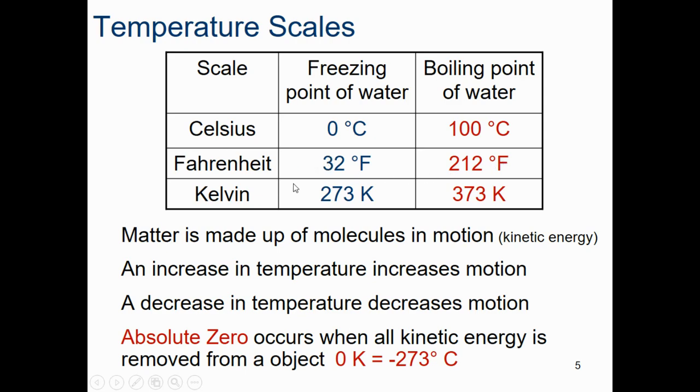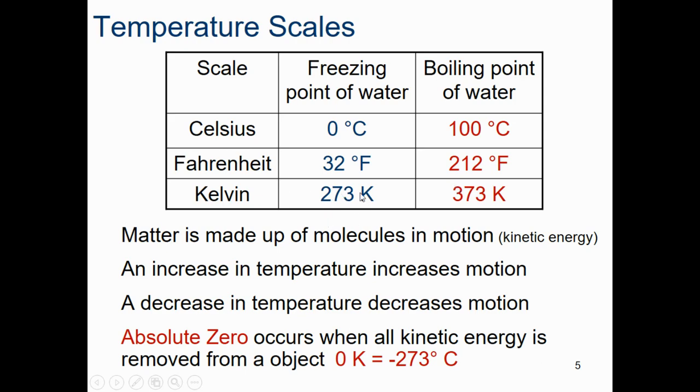Fahrenheit, which is what we're used to in terms of temperature outside in the U.S., has a freezing point of water at 32 degrees Fahrenheit, but the boiling point is at 212 degrees Fahrenheit. There are conversions that you can find on the formula sheet to go back and forth between these things. And then we have kelvins. Kelvins is a primary unit of temperature for engineering as well as in the physical sciences. In kelvins, 273 is the freezing point of water, and the boiling point of water is 373 kelvins.